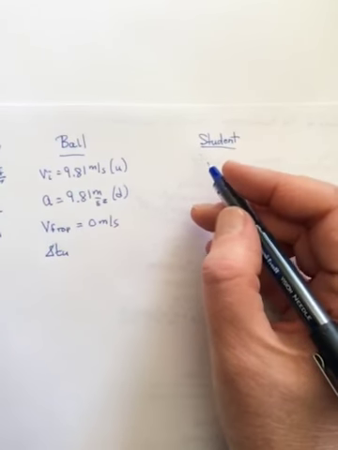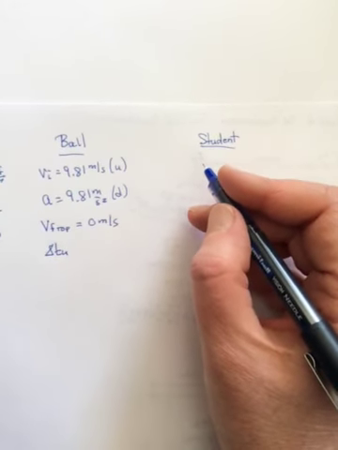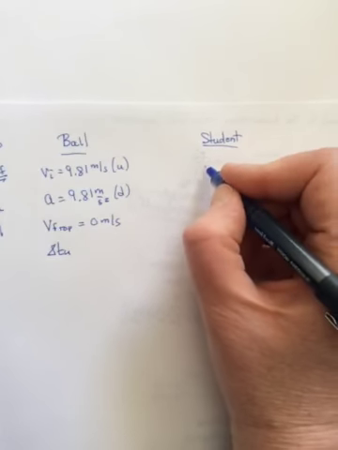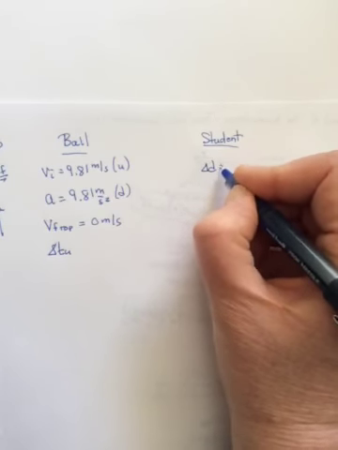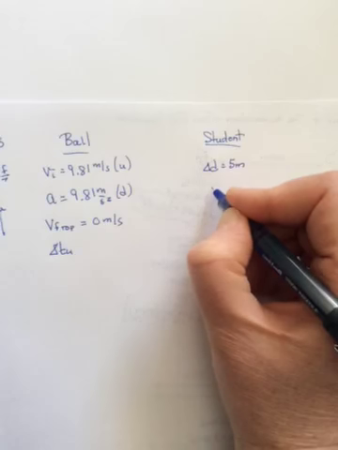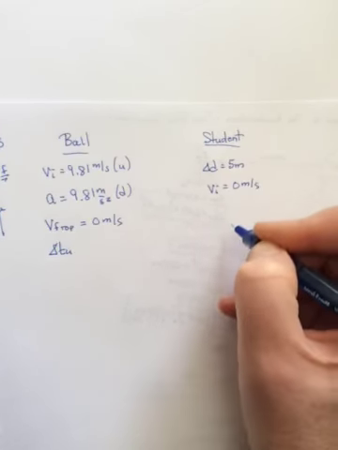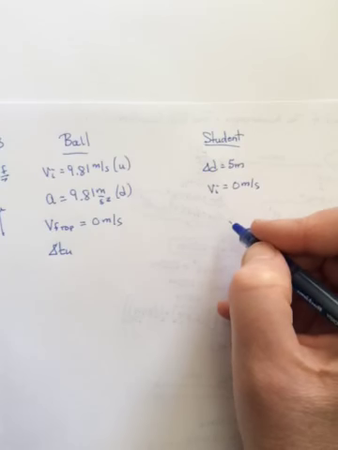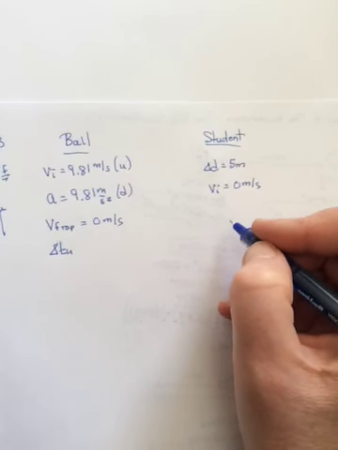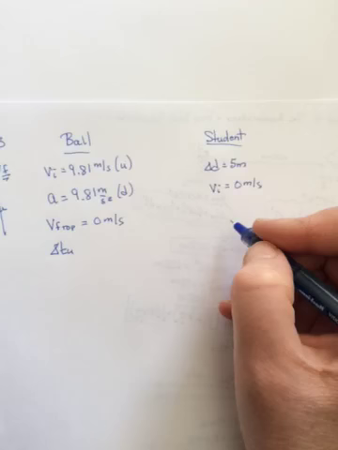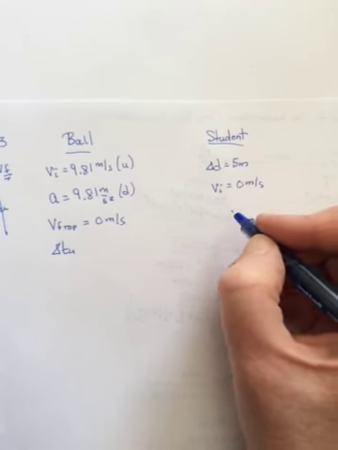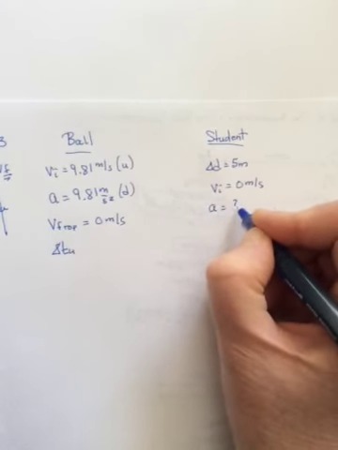So if we go to the student before we do any of that, it says another student is standing 5 meters away. So delta D is 5 meters, and they're standing, which means VI is 0. And immediately starts running towards the ball on release and catches it at the same height. What is the student's acceleration?